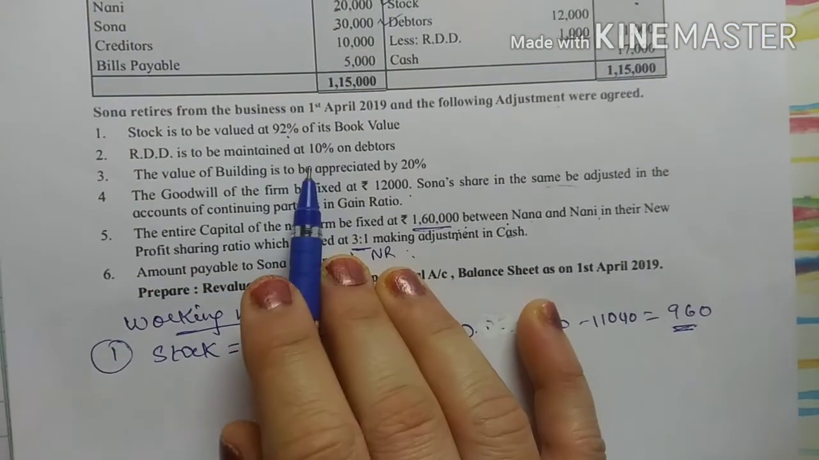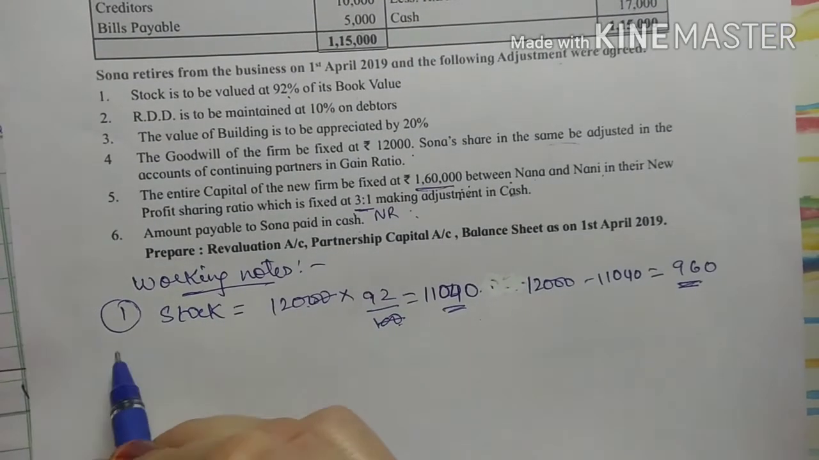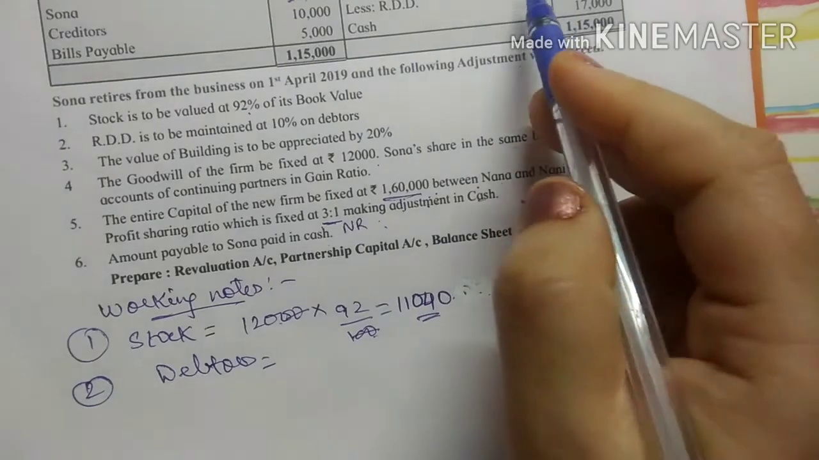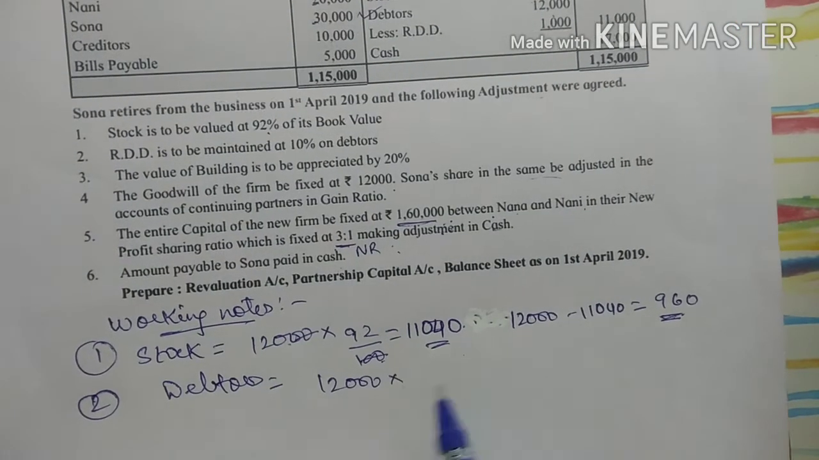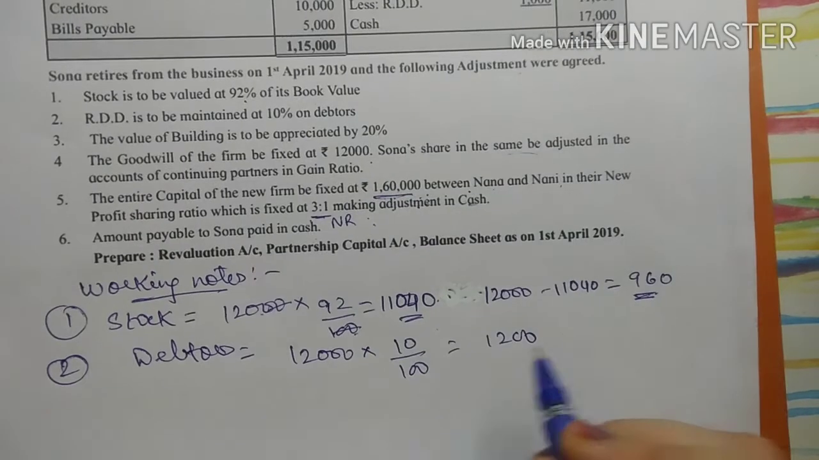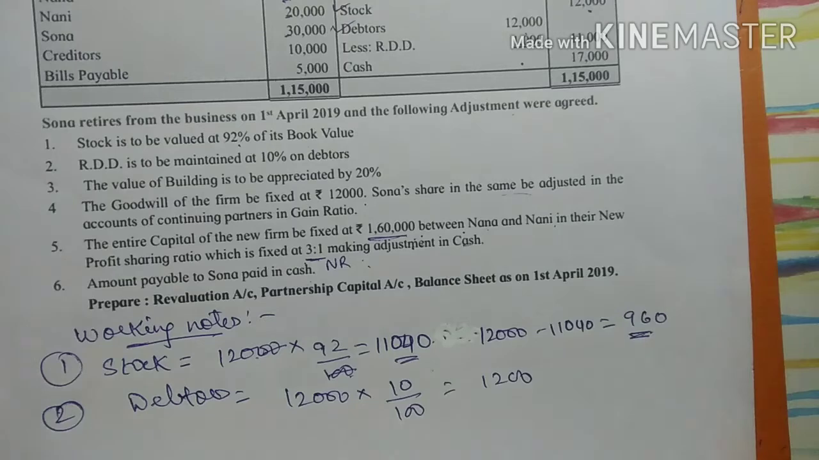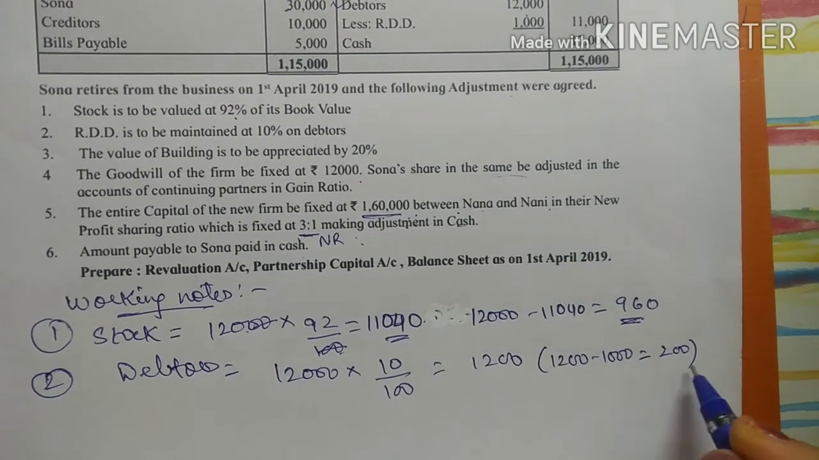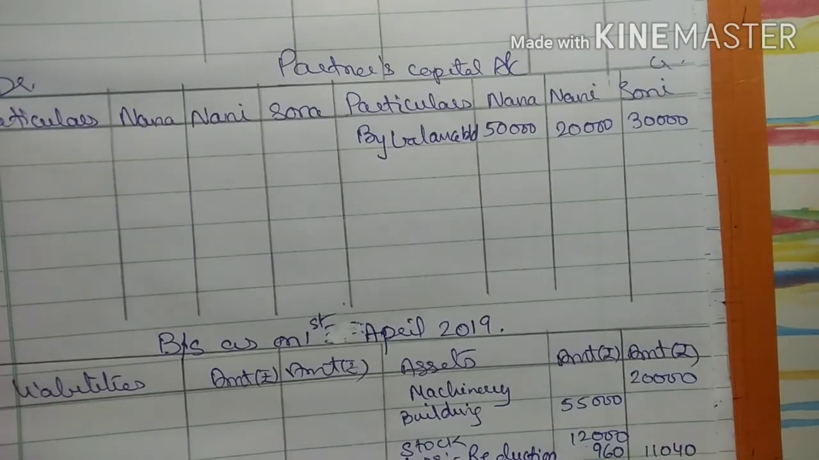RDD is to be maintained at 10% on debtors. So see here, my second working note, debtors are 12,000, right? So 12,000 के ऊपर 10% is how much? 1,200. Now already the RDD is how much in your balance sheet? 1,000. So 1,200 minus 1,000 means you have to create more RDD for rupees 200.